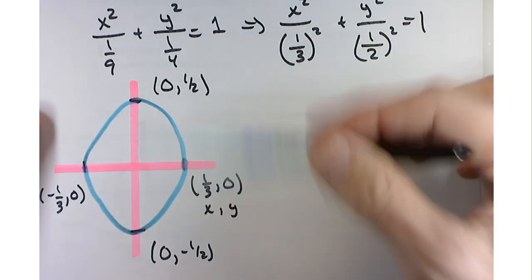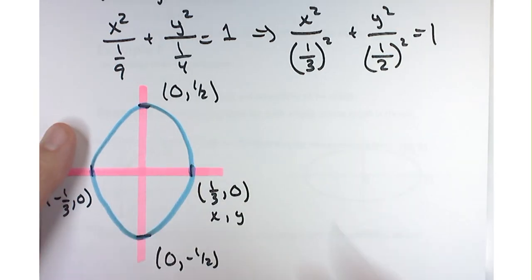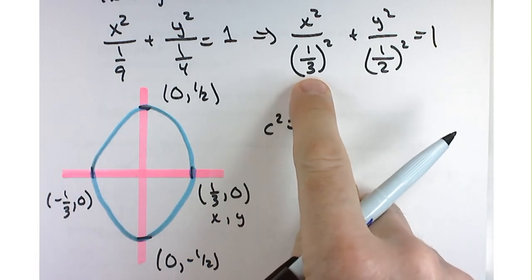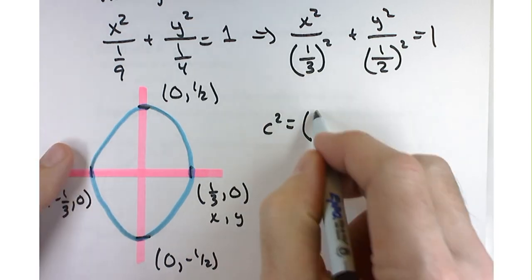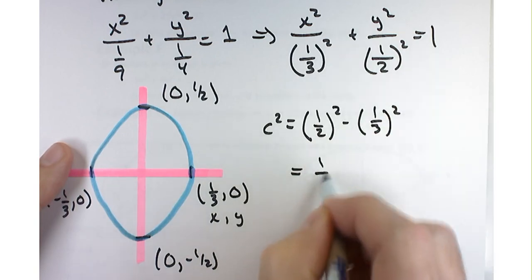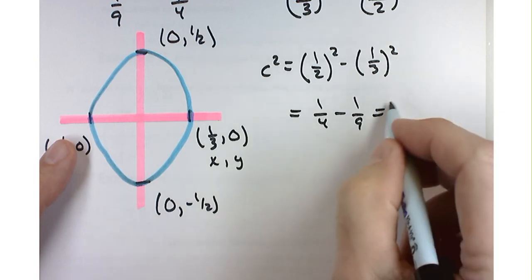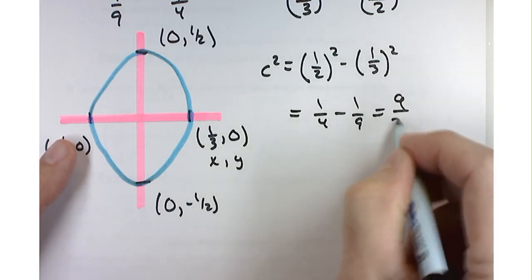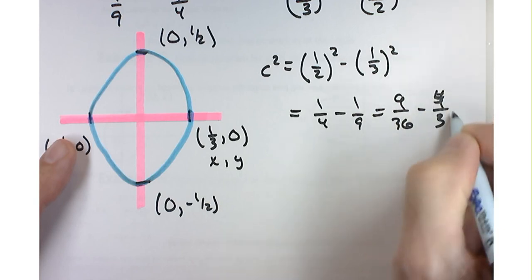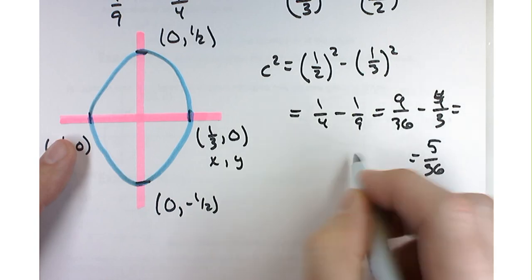Where am I going to find the foci, in which direction? Up and down or left and right? Up and down. So I need c squared, and here again, it's nice to have these things in this form. C squared is just going to be the larger one, 1/2 squared minus 1/3 squared, 1/4 minus 1/9. Let's convert those to a common denominator of 36. So it's going to be 9 over 36 minus 4 over 36 equals 5 over 36. And that's going to be my c squared.